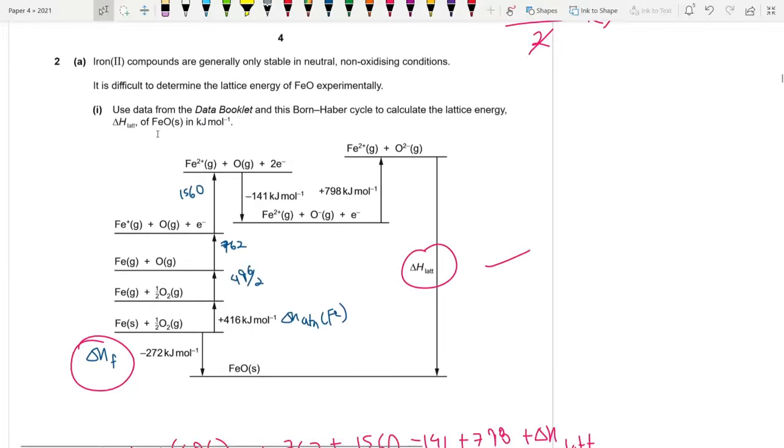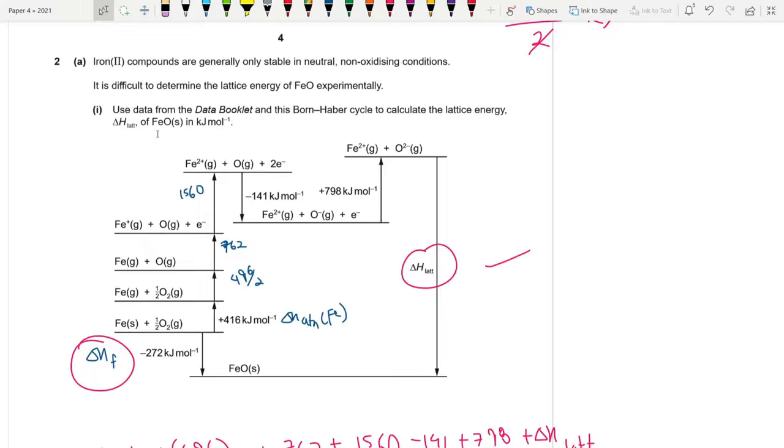Moving on to question number 2. Iron 2 compounds are generally only stable in neutral, non-oxidizing conditions. It is difficult to determine the lattice energy of FeO experimentally. So, use data from the data booklet and this Born-Haber cycle to calculate the lattice enthalpy of FeO.